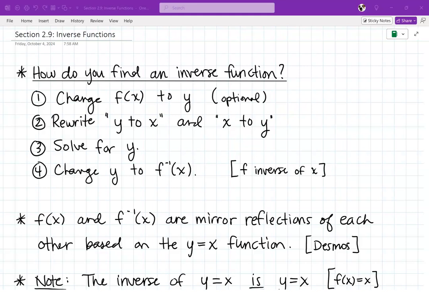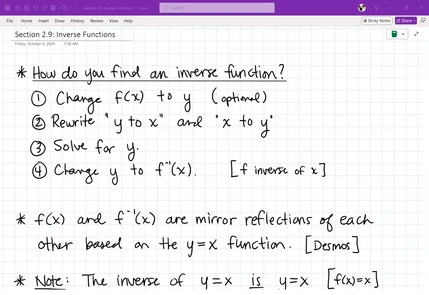Okay? You're not moving them around or anything. You're just going to rewrite it. And then third step, you're going to solve for y, wherever it happens to be now. And then once you solve for y, for step 4, change that to f inverse of x. So it kind of looks like f to the negative 1 power of x. That means f inverse of x.